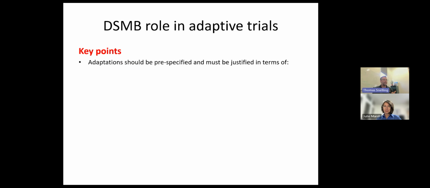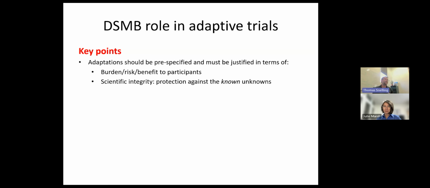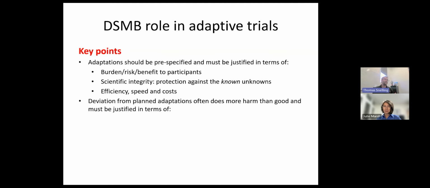So key points: adaptations should always, or as far as possible, be pre-specified, and they always need to be justified in terms of the expected burden, risk versus benefit to participants, expected effect on scientific integrity, protection against the known unknowns, and finally, in terms of expected efficiency, speed, and cost.